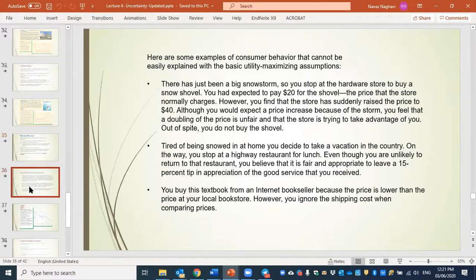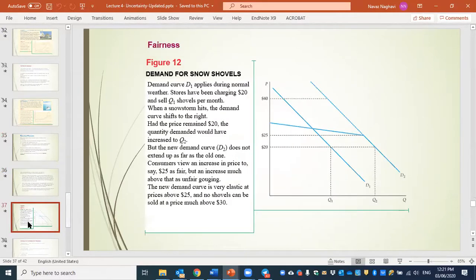So we have provided you some examples here, and as you can see, the first example is the example that I have put in the tutorial question. So this is the first example. We have many other examples of this kind. So you can study this. However, the answer for the first example is available here.